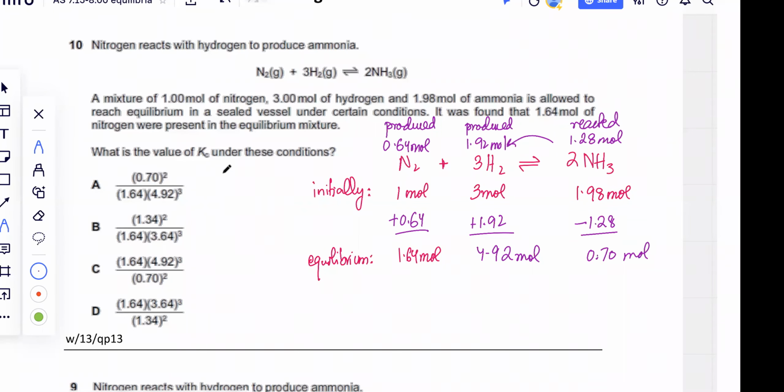What's going to be the expression for Kc? It's going to be NH3 concentration squared, and it's going to be divided by the N2 concentration into H2 concentration, and that's going to be cubed. And that would give you 0.7. I mean, you only have one place where there is 0.7, so that's probably going to be A. It's going to be 0.7 squared divided by the reactants, which are 1.64 and 4.92. It's 3 moles, so it's cubed. Is this clear?